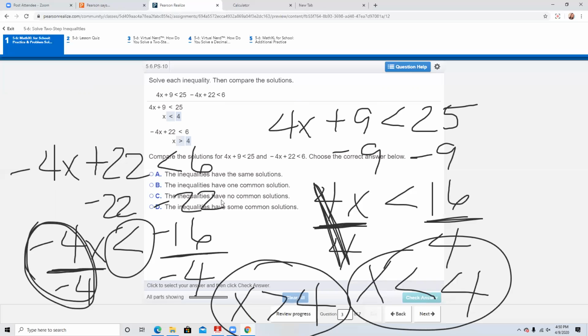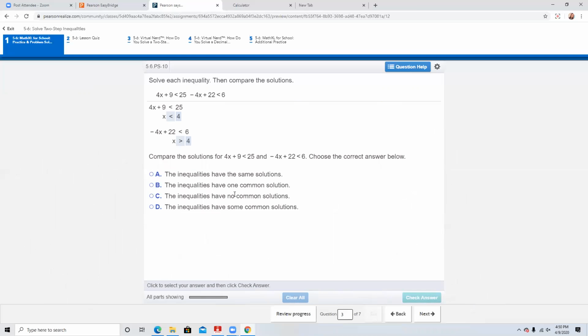Good job. And now it's asking us to compare. Let me clear this out. All right, so we had x is less than 4 and x is greater than 4. It says compare the solutions of these two inequalities and choose the correct answer below. The inequalities have the same solutions. Do they have the same solution? No, the signs are changed. The inequalities have one common solution. Do they have a common solution? No, because they don't have an equal to sign.